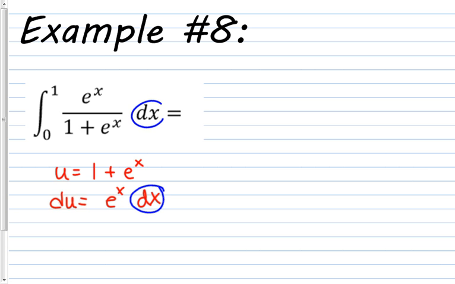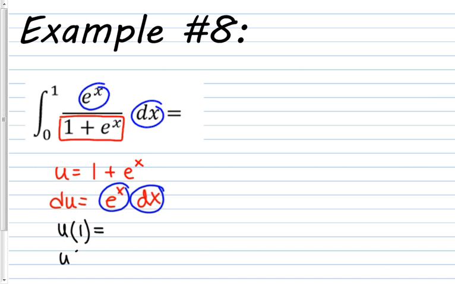So dx, e to the x, that's accounted for. The u is this part right there. I like working with just u, so I'm going to go ahead and plug my limits into u. My upper limit is 1 and my lower limit is 0. And so I get 1 plus e to the 1, which is just 1 plus e. And then I get 1 plus e to the 0, which again, e to the 0 power is 1, so 1 plus 1, so that's 2. So these are my new limits now. Yes, 1 plus e is going to be a limit, no biggie.